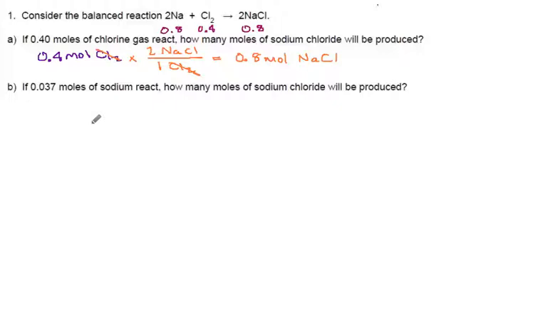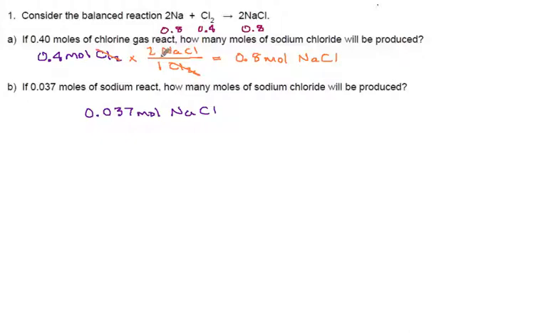0.037 moles of sodium react. How much sodium chloride will be produced? Well, notice the coefficients here are identical. It's 2 to 2, which is just like 1 to 1. That means however much sodium you use, you will get the exact same amount of sodium chloride. So that's one quick way to find that the answer to this is 0.037 moles of NaCl.